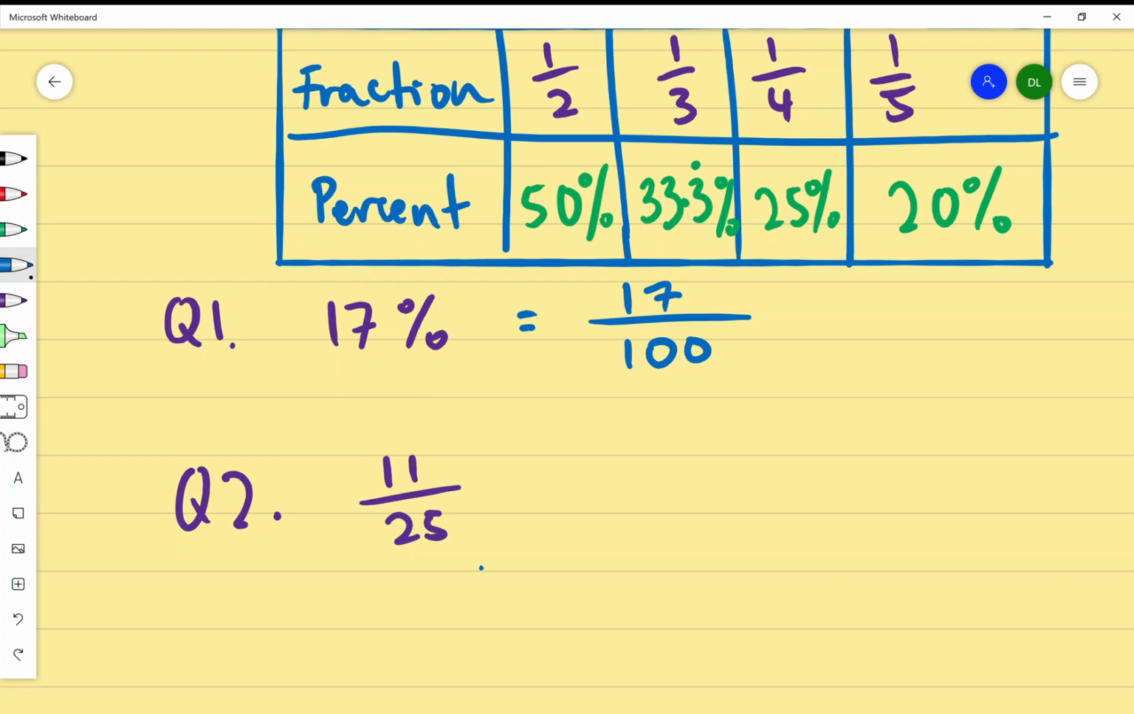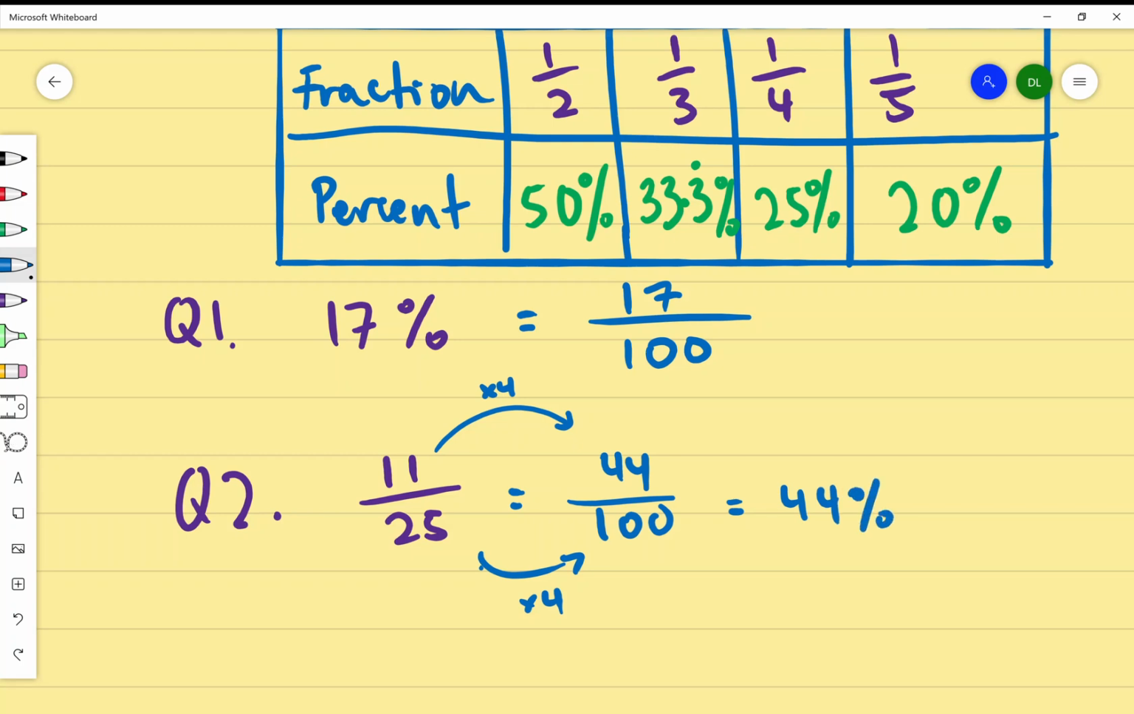To get there, I have to times it by 4. Agreed? Because I have to times 25 by 4 to get to 100. Now, if I times the bottom by 4, I have to times the top. Good. Times the top by 4. And I get 44. Am I done? Is that the percentage? No, what do I have to write? Henry. I have to write it as a percentage. So if it's out of 100, I end up writing 44%.